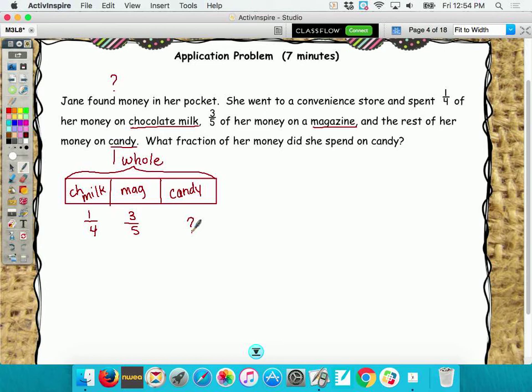How much in total did she spend? How much she already used, right? Okay, so I'm going to add these two together, the magazine and the chocolate milk. But I'm going to do it numerically. That's step 1. Step 2 is subtract from the whole. Most of you on your test forgot step 2. Okay? All right. So the first thing I want to do is rewrite the problem. So 1/4 plus 3/5. And then we'll solve this numerically.